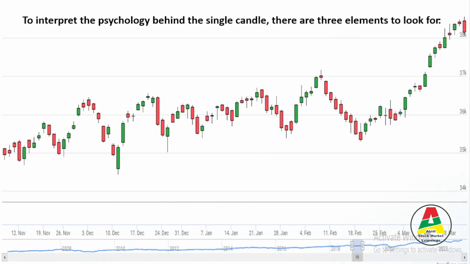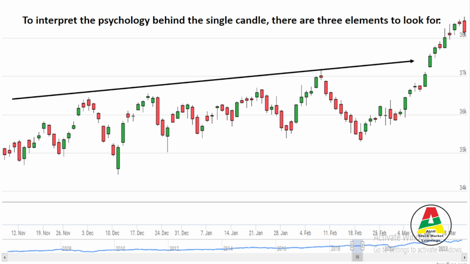To interpret the psychology behind a single candle, there are three elements to look for: the size, location, and color. A large candle, for example, suggests tremendous strength and power behind the move. A large candle is also indicative of more volatile market conditions.